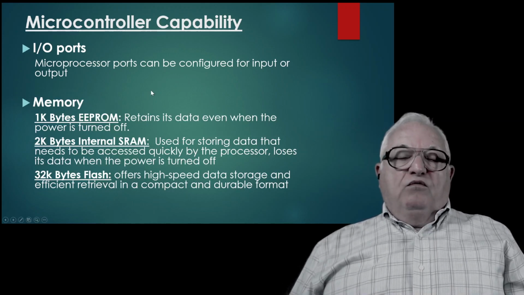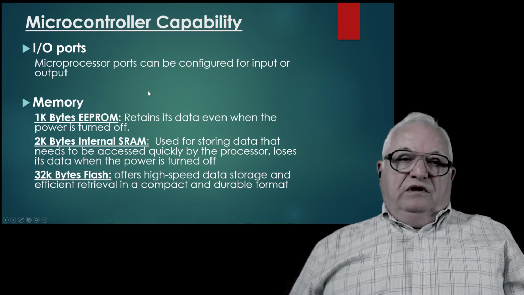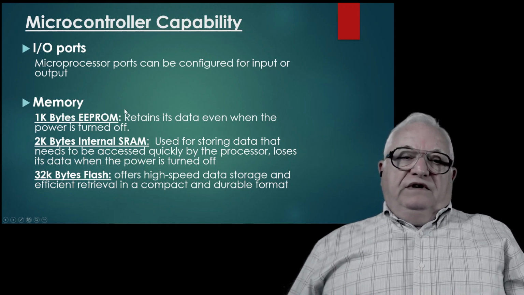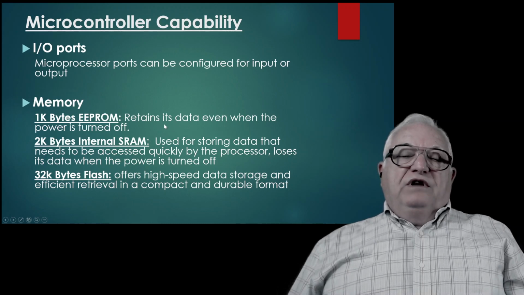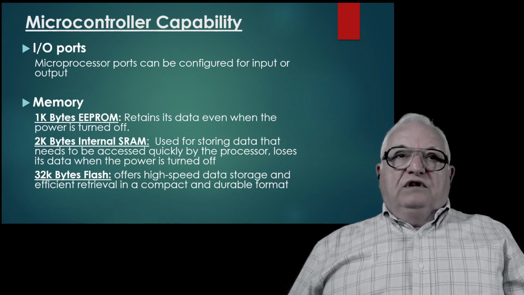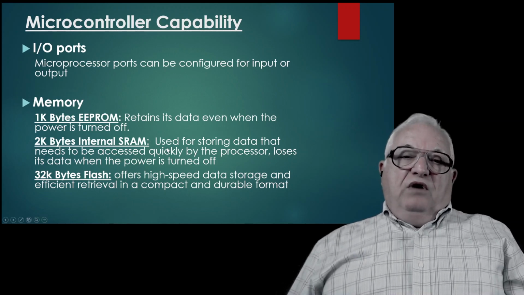Now the memory. The microcontroller comes with three flavors of memory. You have 1 kilobyte of EEPROM, 2 kilobytes of internal SRAM, and 32 kilobytes of flash. So basically what you get is a location where you can save your data once the power is off, and also the efficiency of having the SRAM when the power is turned on.